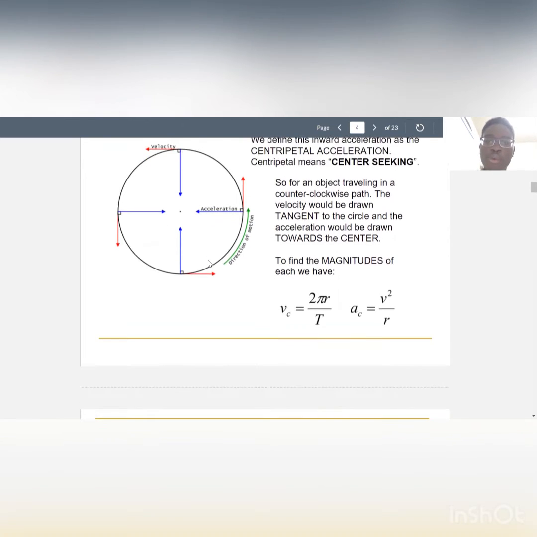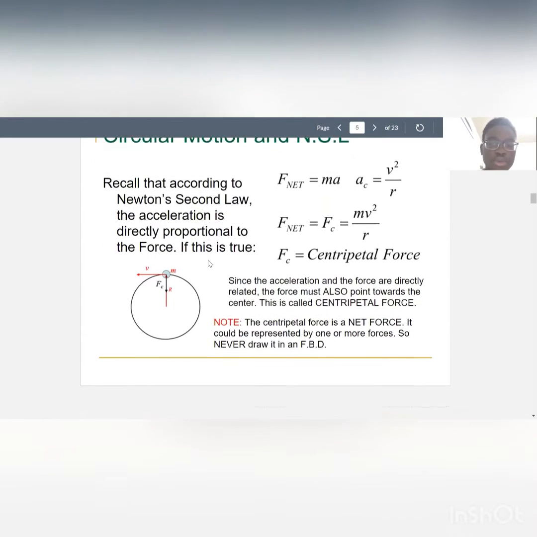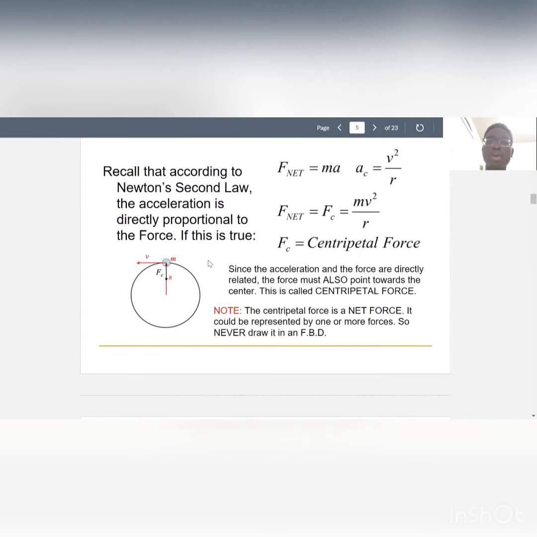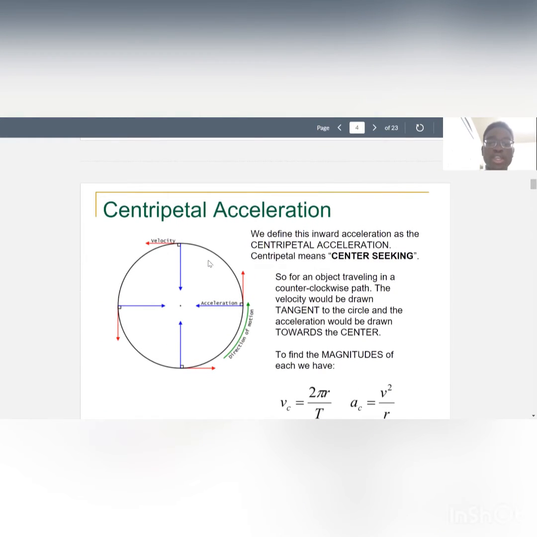Okay, so I wanted to mention this before. Centripetal force is a net force, and that's why it's drawn, well, you don't draw it on a circle, but it is towards the center of the circle. And that's why in this case over here, the acceleration is the centripetal force. And so centripetal means center seeking, which is why the acceleration is drawn towards the center.